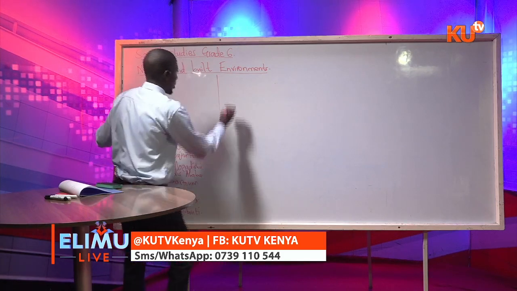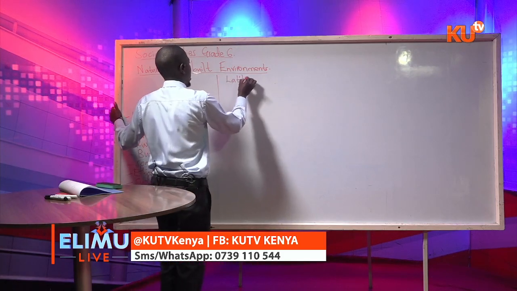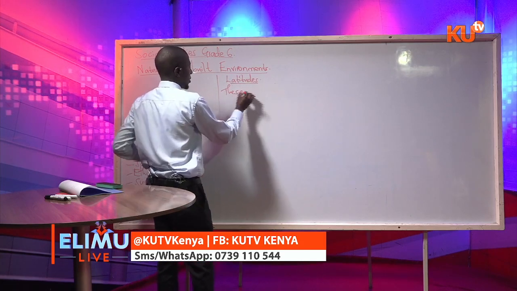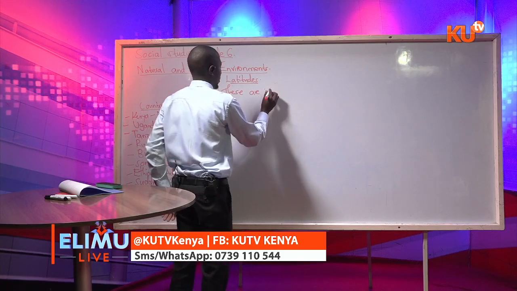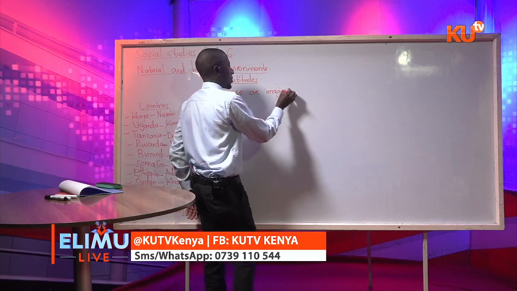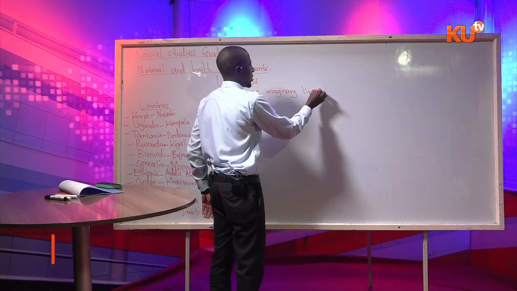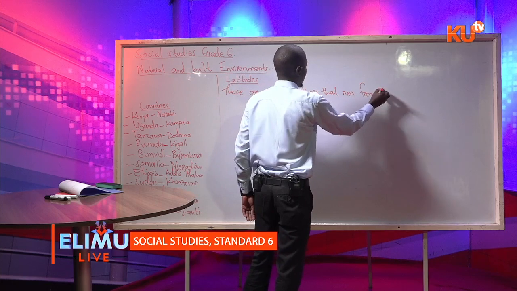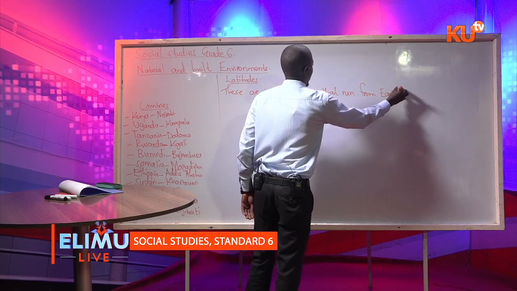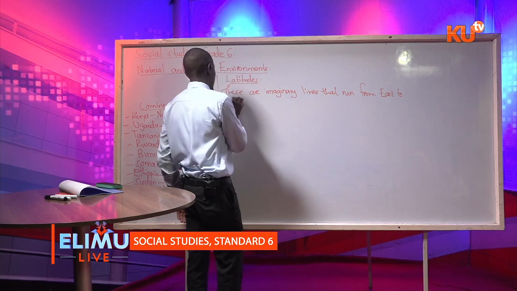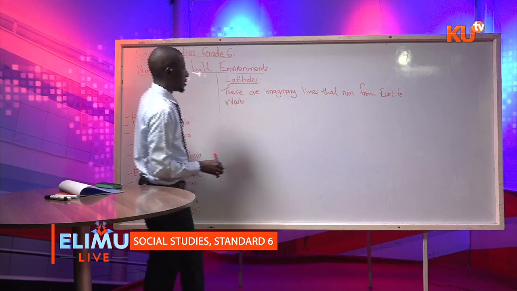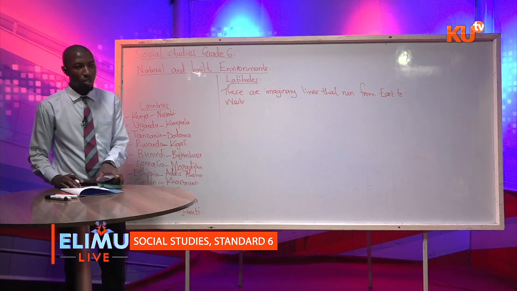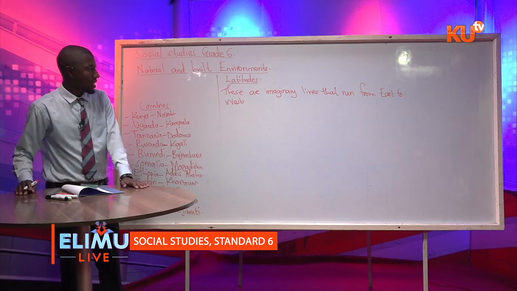The latitudes are imaginary lines. So we can say that these are imaginary lines that run from east to west. These are imaginary lines that run from east to west. They are used to locate places in the world.